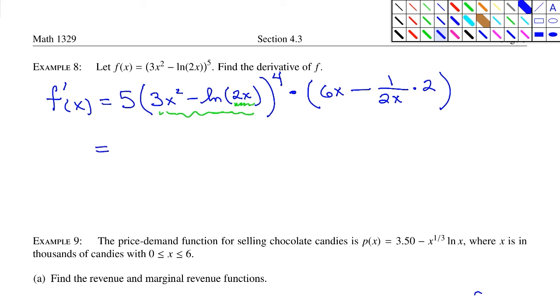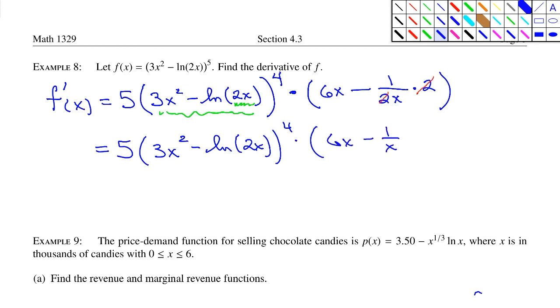And that's the derivative. We have to do a little simplifying here, but not much. The only thing that happens is that this 2 and that 2 cancel. So this is 5 times 3x squared minus the natural log of 2x to the 4th times 6x minus 1 over x.